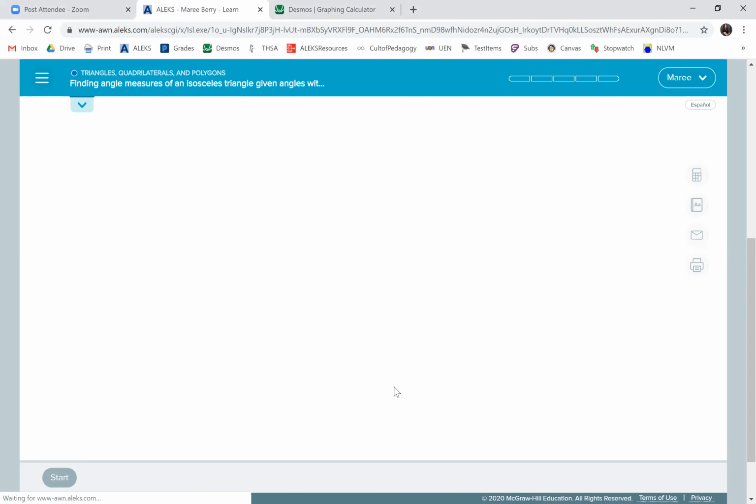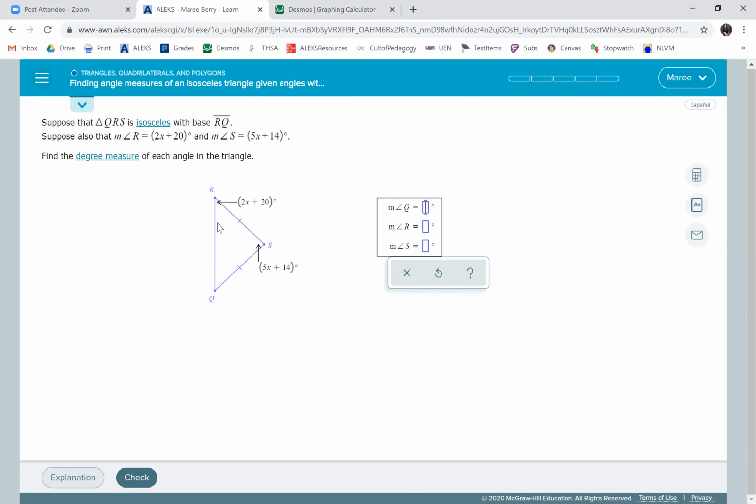Okay, this will be fun. So they're not giving us the base angles. So we know that we can add all three to get 180, which is what I would do. So I'm going to say here, angle Q is 2x plus 20. So if I add them all together, I'm going to get 180.